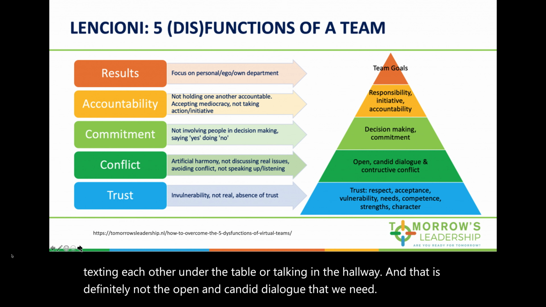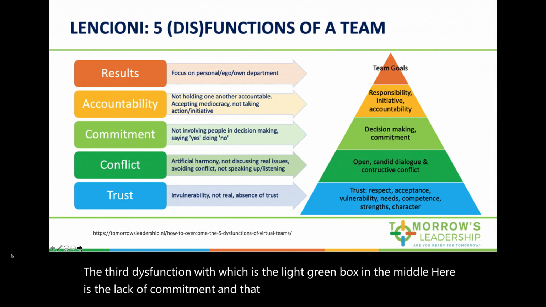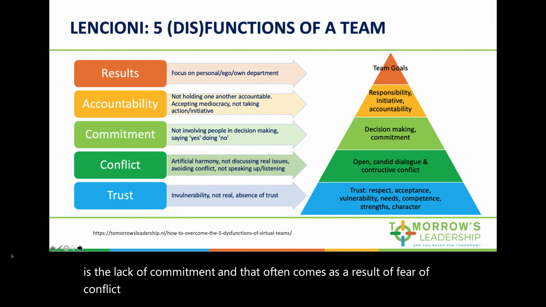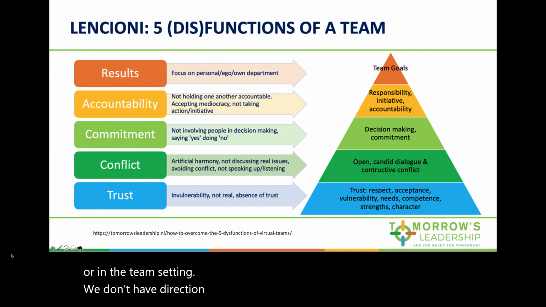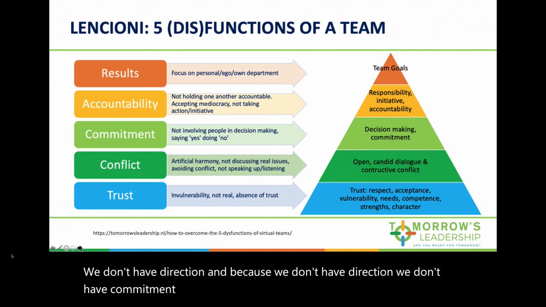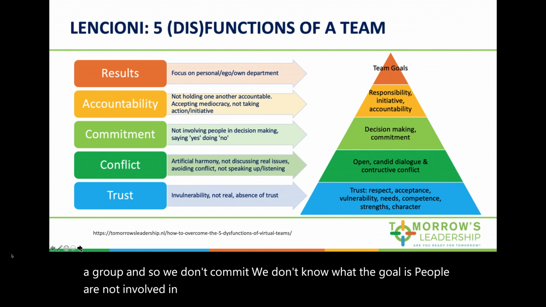The third dysfunction, which is the light green box in the middle here, is the lack of commitment. And that often comes as a result of fear of conflict, right? Because we can't openly talk about things in our meetings or in the team setting. We don't have direction. And because we don't have direction, we don't have commitment, because we don't know where we are going together as a group. And so we don't commit, we don't know what the goal is, people are not involved in the decision making, and so that commitment is just lacking.